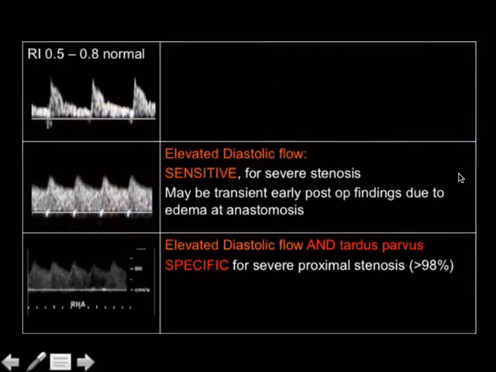So let's review real fast some transplant stuff. Normally, you want a brisk upstroke, and you want some diastolic flow, but not too much. These are your RI. Now, elevated diastolic flow is very sensitive, but it's not specific. I think about this as the liver is hungry. It needs more flow. So instead of just getting blood flow during systole when it's pumping, it needs it all the time. It's hungry all the time.